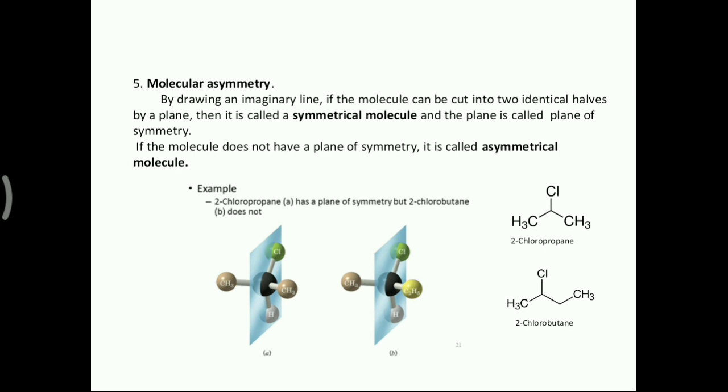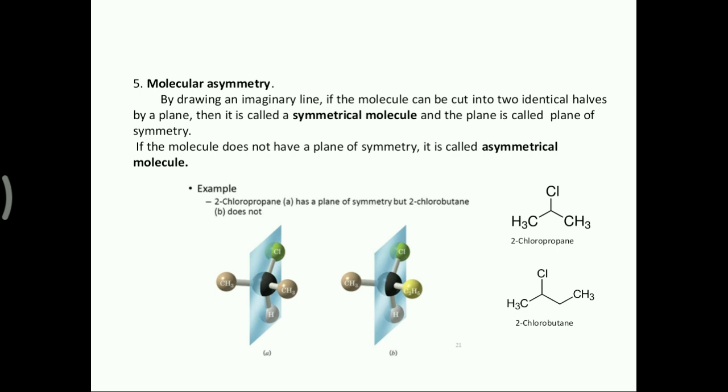To explain the concept, I have taken two simple examples. The first one is 2-chloropropane. As you all know, 2-chloropropane is a symmetrical molecule. The reason is we can cut 2-chloropropane into two equal halves by using a plane called the plane of symmetry.